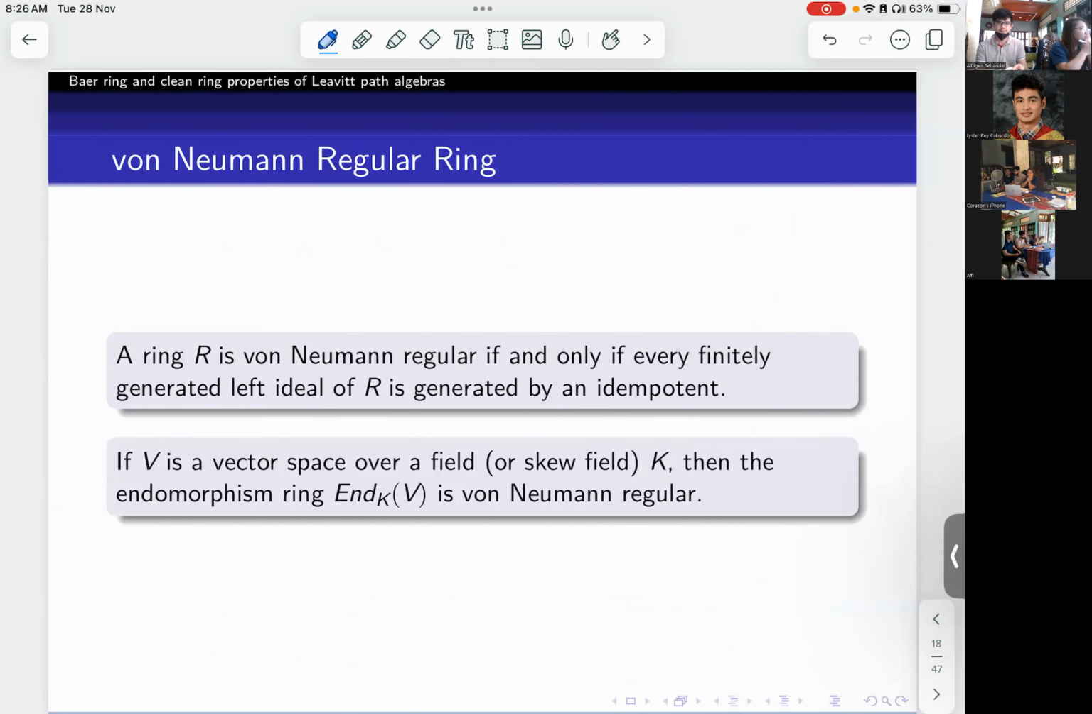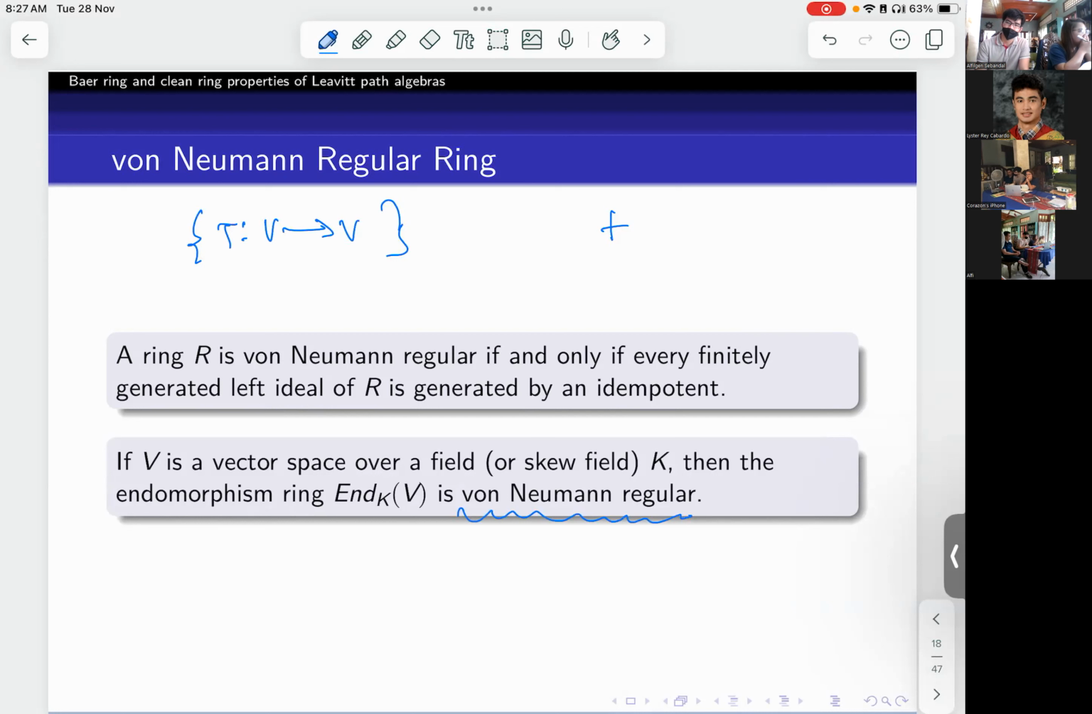So another example of a von Neumann regular ring is the endomorphism ring of a vector space. So if you consider all the linear transformations from V to V, they have a natural ring structure on that, you can add them and you can multiply them, like that you can compose them, then this ring is von Neumann regular.